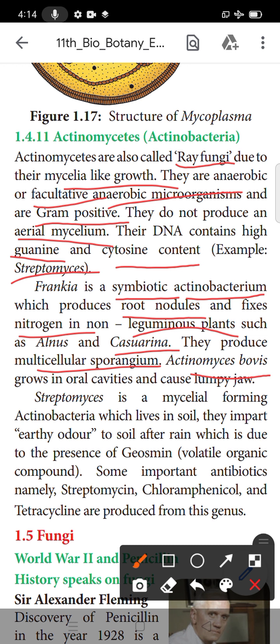Streptomyces is a mycelium-forming actinobacterium which lives in the soil.